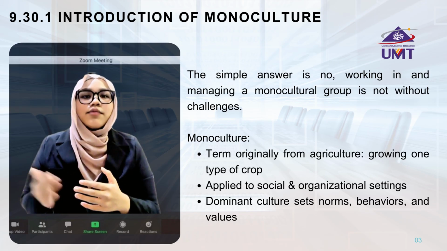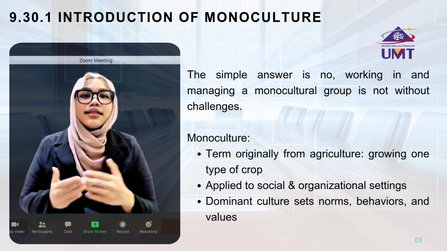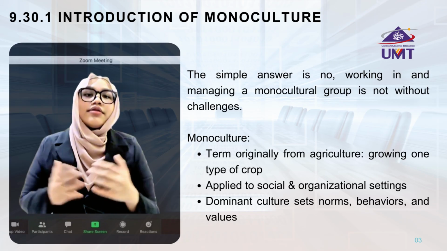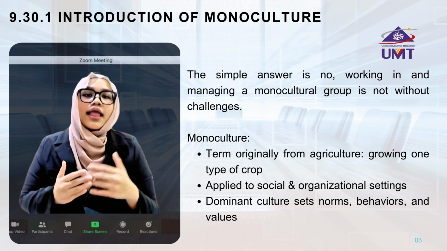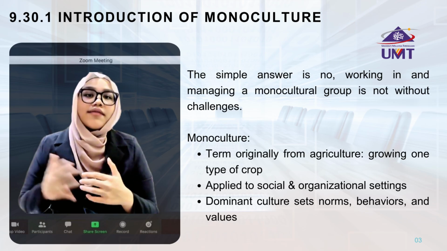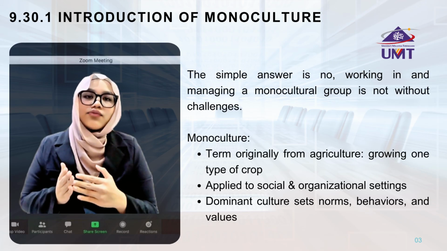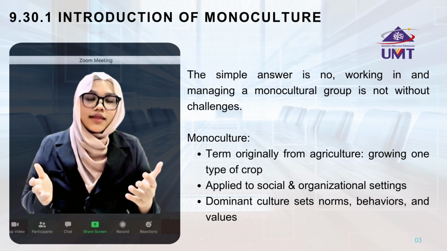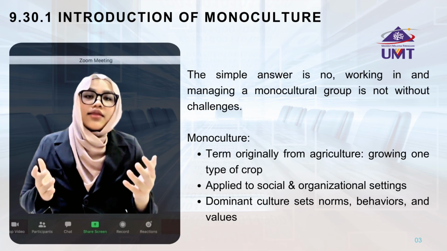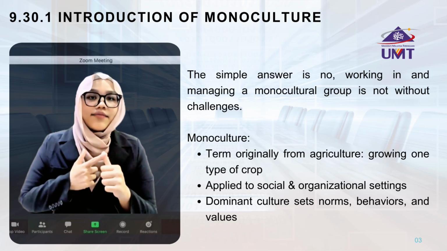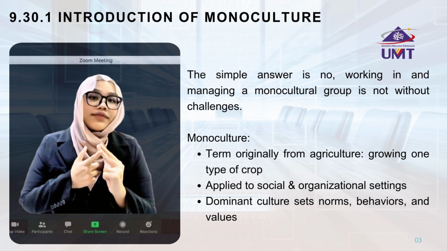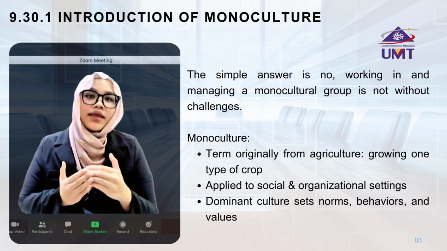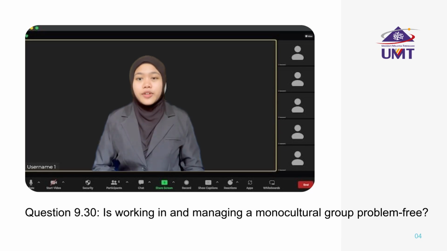Before jumping straight into the monoculture groups, it's helpful to look at the origin of the term. Monoculture originally comes from agriculture, where it refers to growing only one type of crop or raising one type of livestock. This idea was then applied to social and organizational contexts. In the context, monoculture described as a dominant culture that sets the standard for what it is considered acceptable behavior, values, and ways of thinking. This explanation comes from the research done by NEFHA at MGM3043.